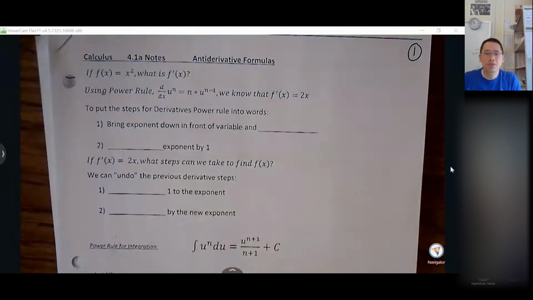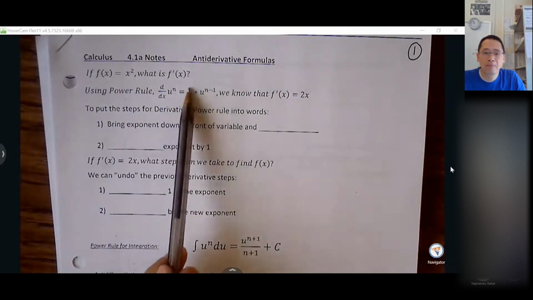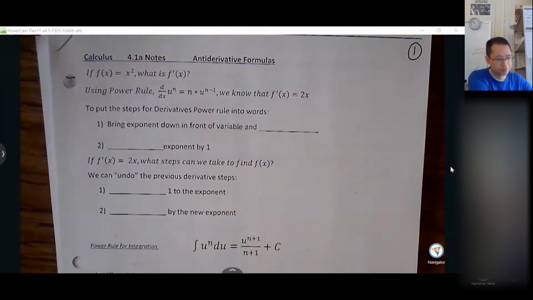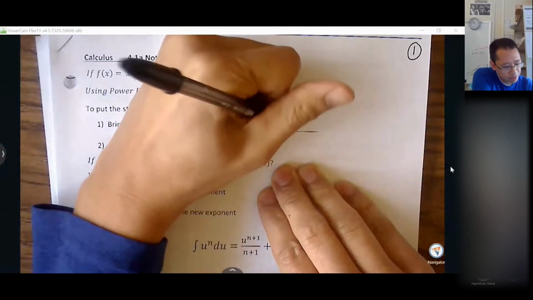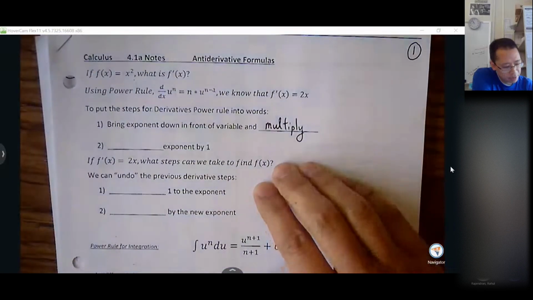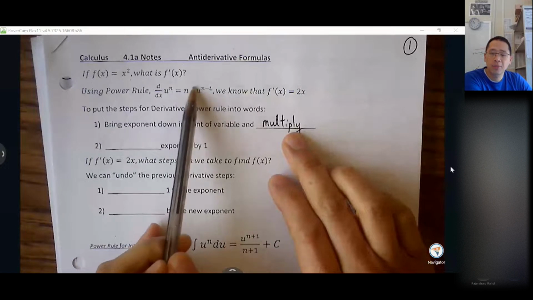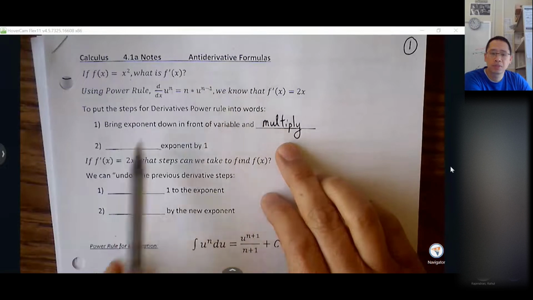Now, to put those steps for derivative power rule into words, let's think about the operations that were applied through that process. We would bring the exponent down in front, and what operation will we do here? Multiply, right? And then once we took care of that multiplication operation, then we would do n minus 1, which is subtraction.